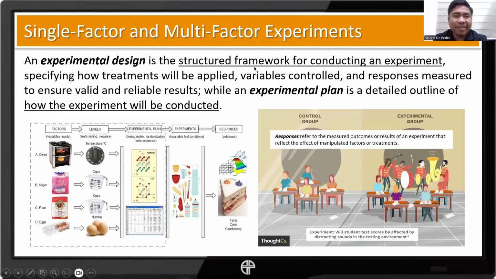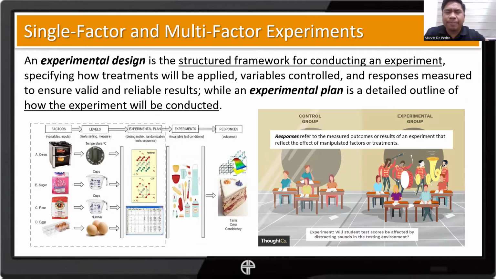Clarification. So we have the terms experimental design and plan. When we say experimental design, we are referring to the structured framework for conducting an experiment. And there we are specifying how treatments will be applied, what variables are controlled, and what responses are measured to ensure valid and reliable results.